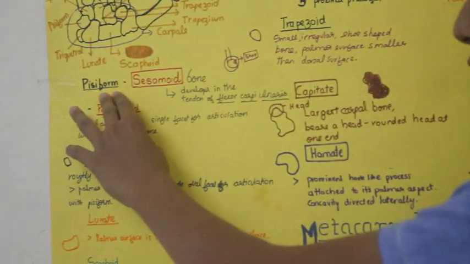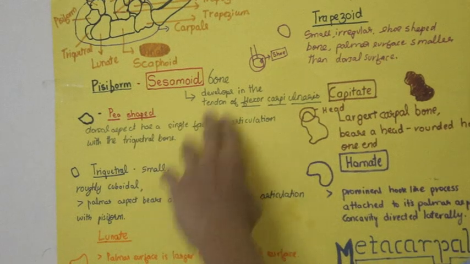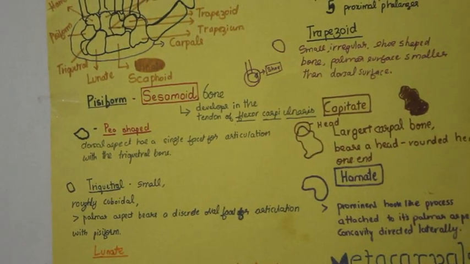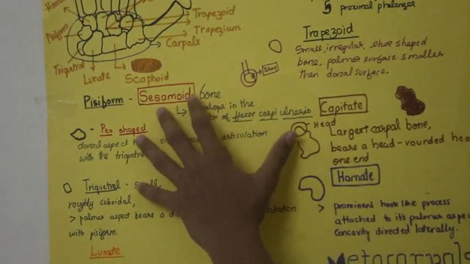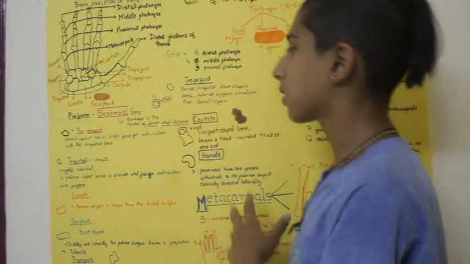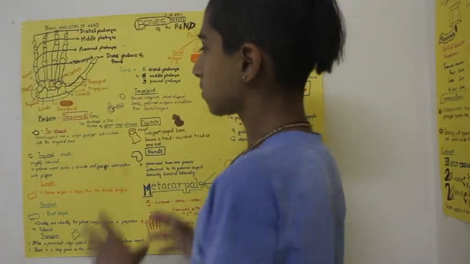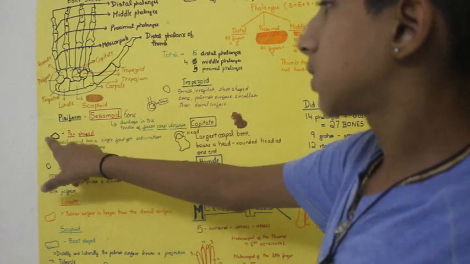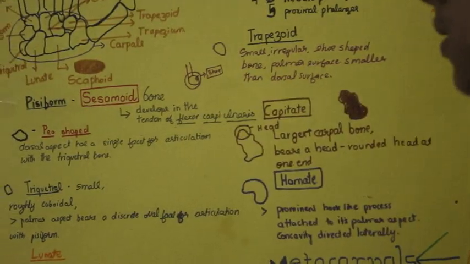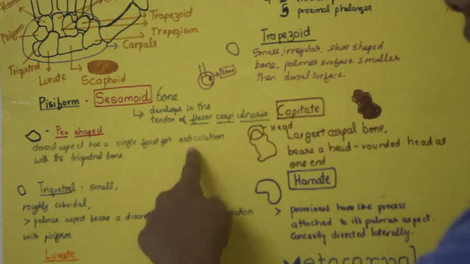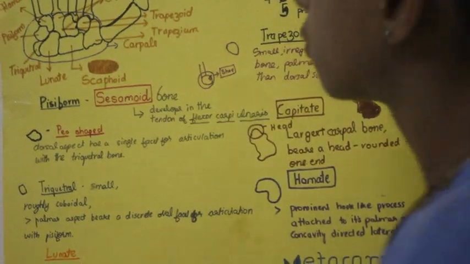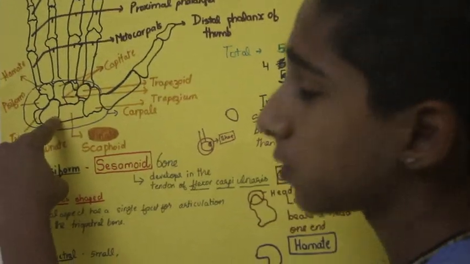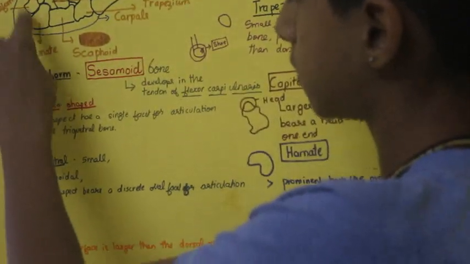Pisiform is one of these bones, which is a sesamoid bone. The meaning of a sesamoid bone is that it develops in the tendon of a muscle. The tendon that is the sponsor for the pisiform bone is flexor carpi ulnaris. That is what gives rise to pisiform, and it's a somewhat P-shaped bone. Its dorsal aspect has a single facet for articulation with the triquetral bone. So you have the triquetral bone here and the pisiform bone here. The pisiform articulates with the triquetral. It has a single facet for that.